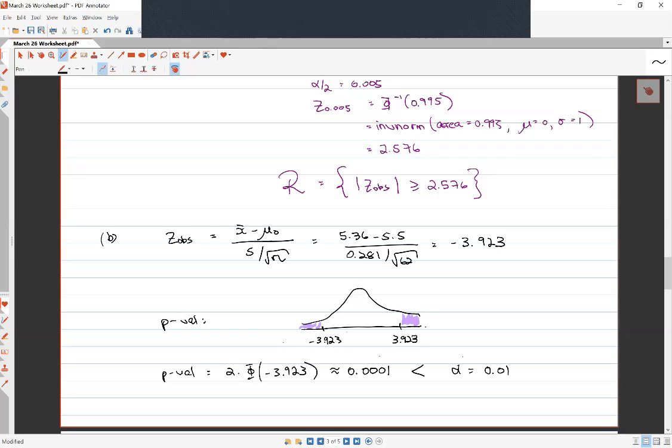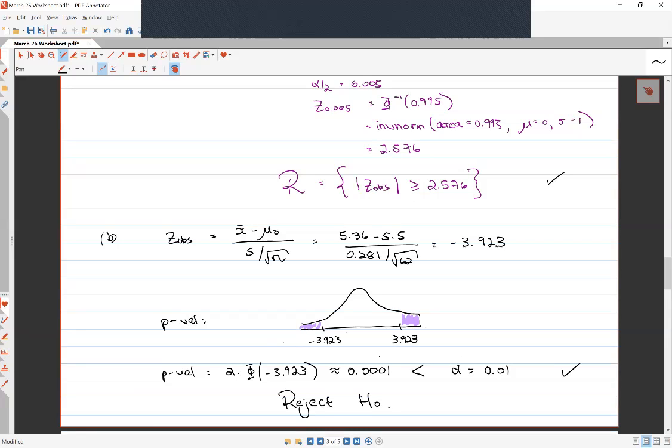So our p-value, if we compare that to our alpha, in this case 0.01, is below alpha. Small p-value, small likelihood that the null hypothesis is true, and so in this case we reject our null hypothesis. So whether you're basing it on the rejection region or on the p-value, you will always reach the same conclusion.